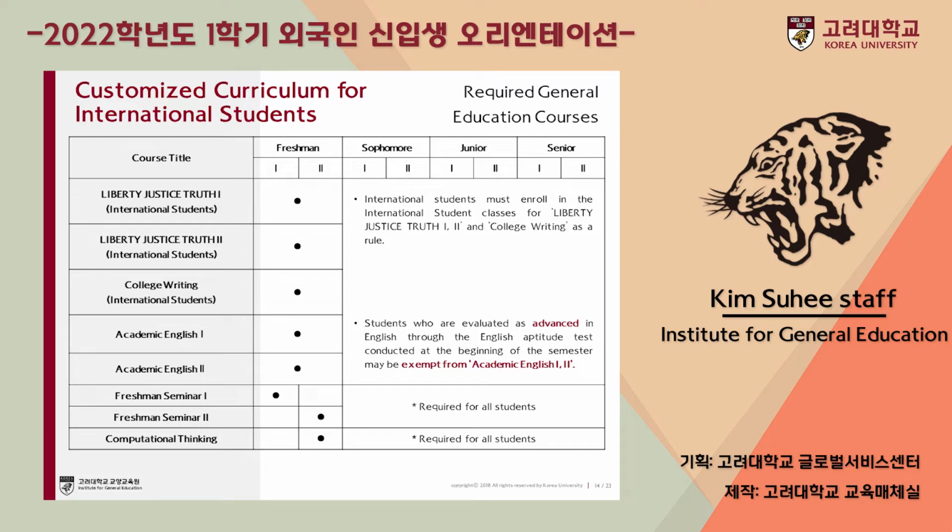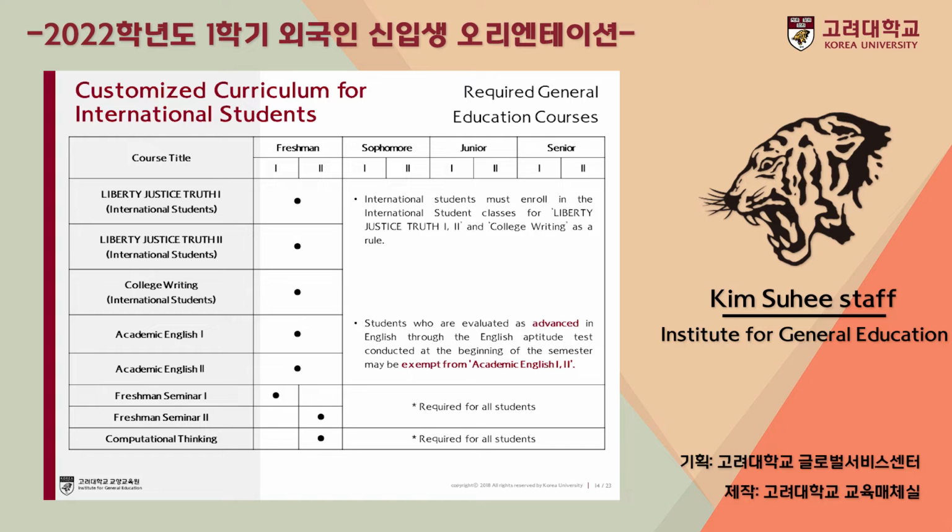You have to take Liberty, Justice, Truth, and College Writing for international students. Classes for this subject are determined by your proficiency level of Korean language. Your level was announced via email, so please check your email. We strongly recommend that students currently at topic level 2 or lower should enroll in Liberty, Justice, Truth, beginner level, and college writing alongside the intensive Korean language program.